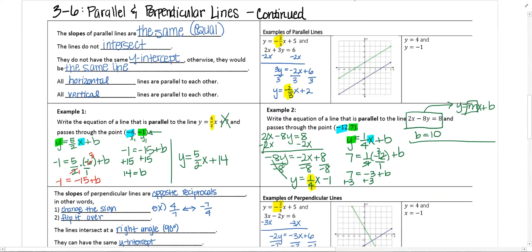So putting it all together, we have a slope of 1/4 and a y-intercept of 10. And that's the equation of the line.